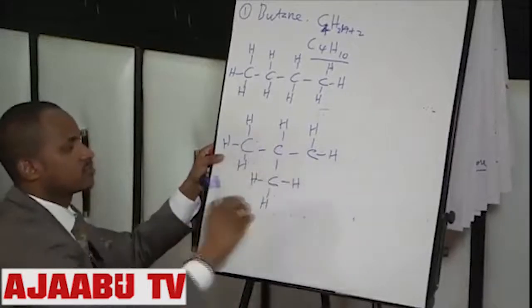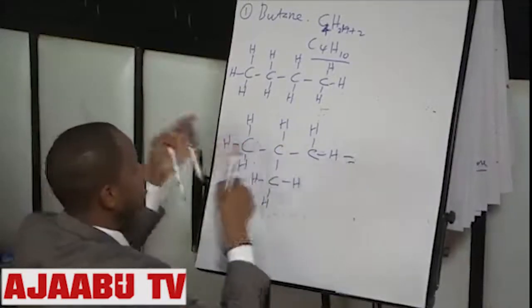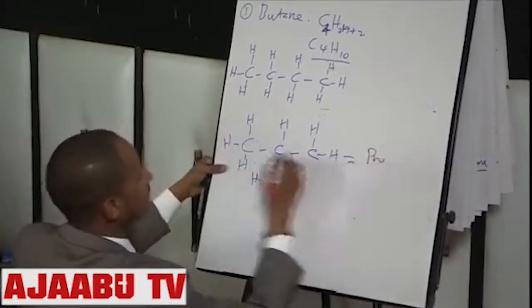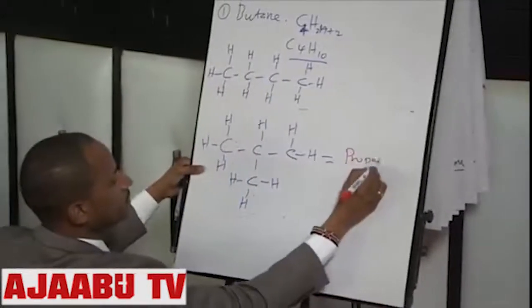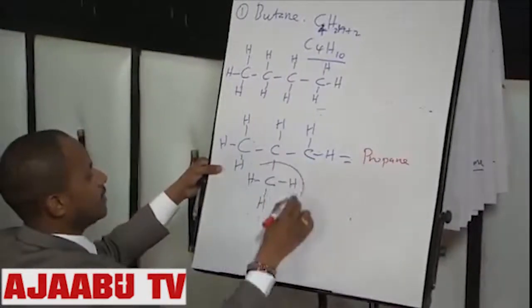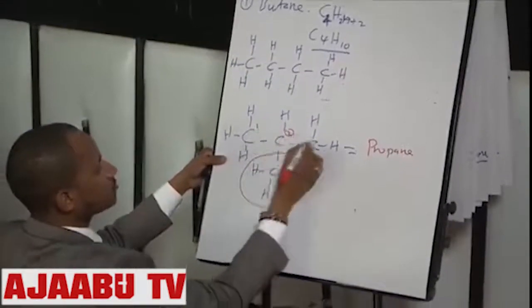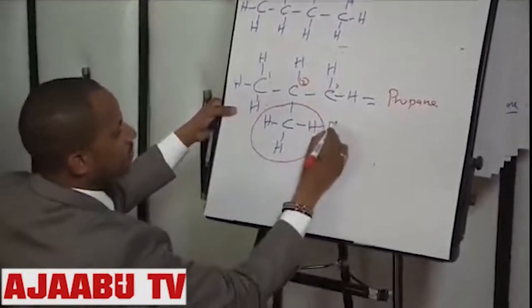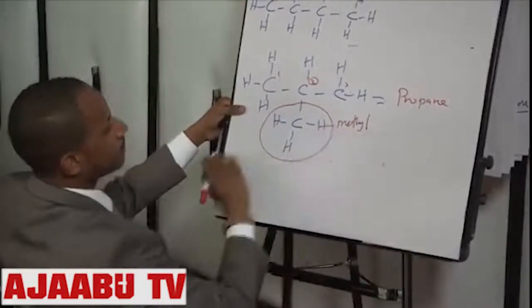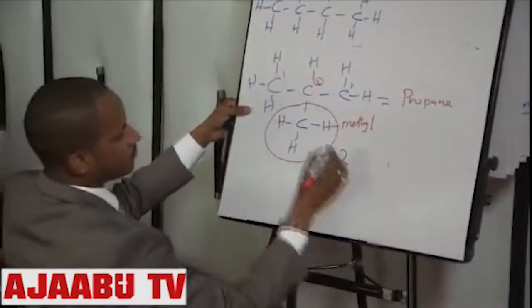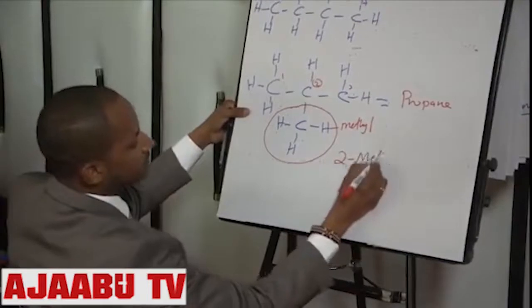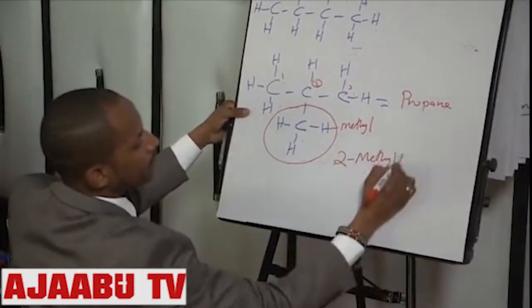Identify the longest continuous chain, which is propane. There are 1, 2, 3, propane. Then I name the branch, because the branch is on the second carbon atom, 1, 2, 3. This branch is a methyl branch. So we name it, we start with 2, then methyl, propane.